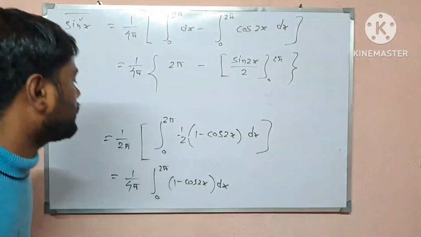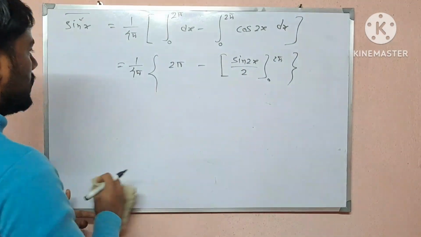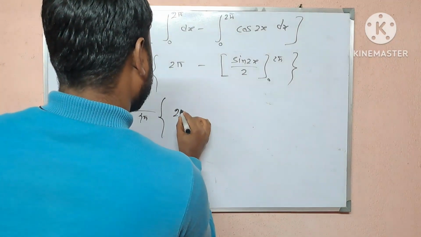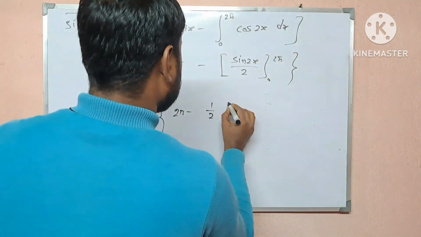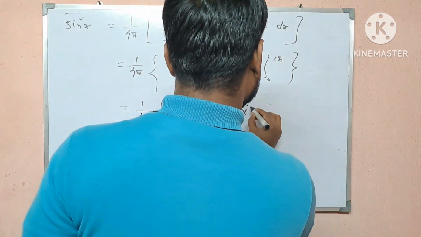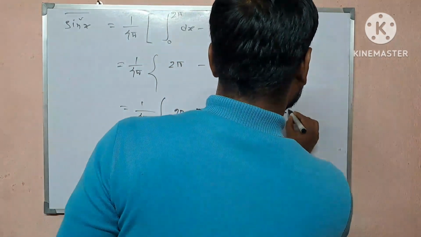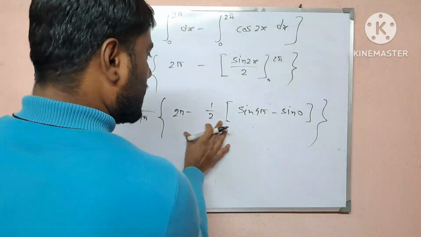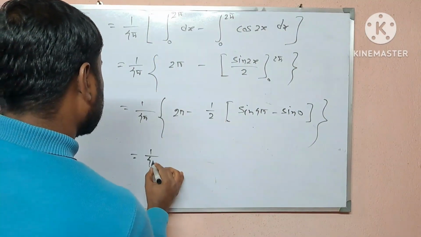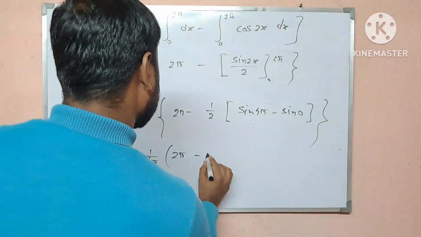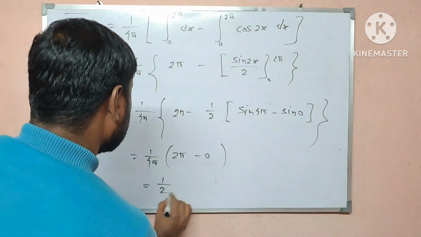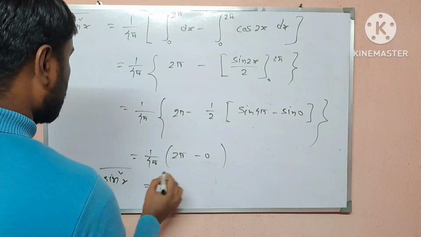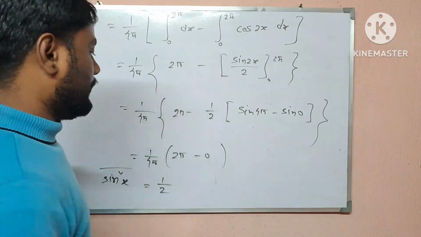So now we can wrap the below part. So 1 by 4 pi into 2 pi minus 1 by 2, if you put the limit, sin 4 pi minus sin 0. So that is 0, the entire thing becomes 0. So 1 by 4 pi into 2 pi minus entire 0, so it is 1 by 2.